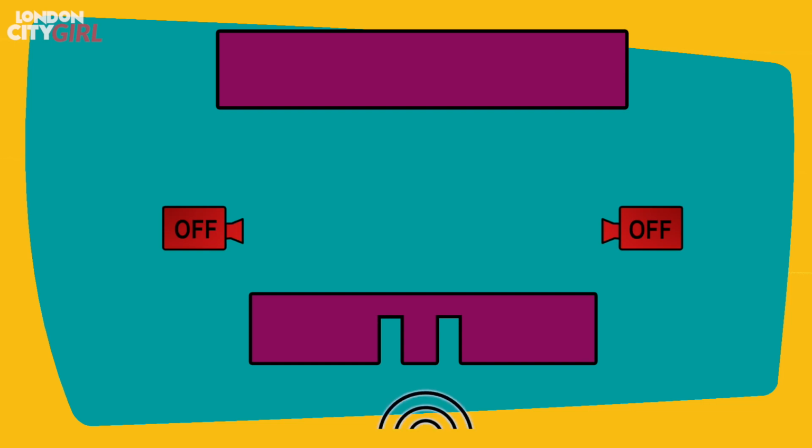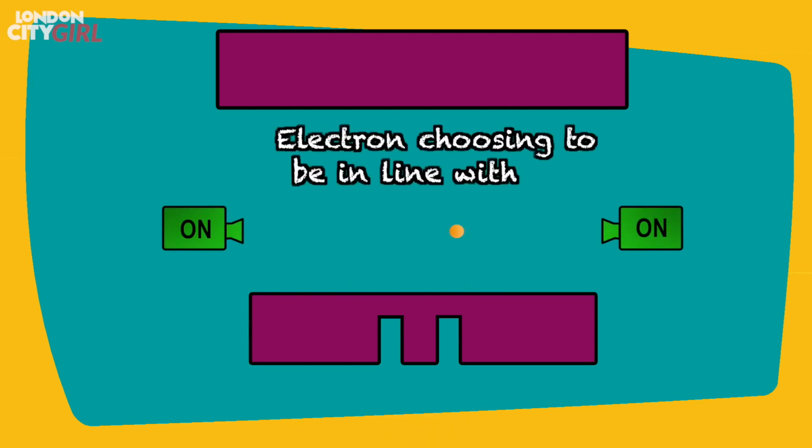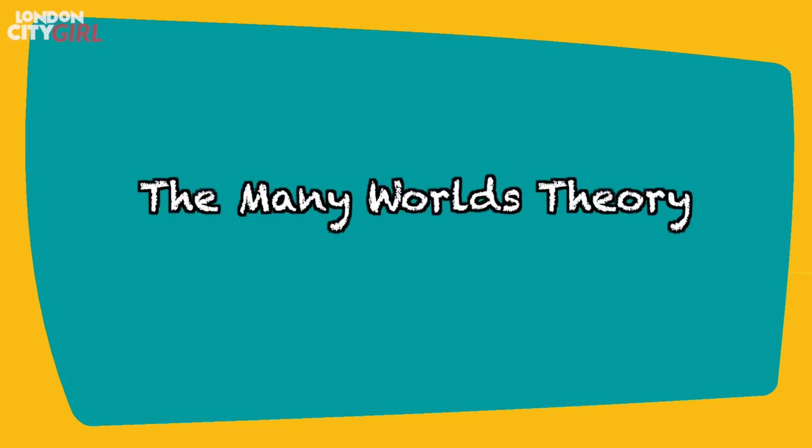Well, quantum mechanics says that the electrons did not go back in time, but that they did in fact go through both of the slits at the same time, but that as soon as the detectors were switched on, the electrons collapsed their wave functions, choosing to be in line with one or other of the slits and erasing all evidence of their superposition. The many worlds theory.